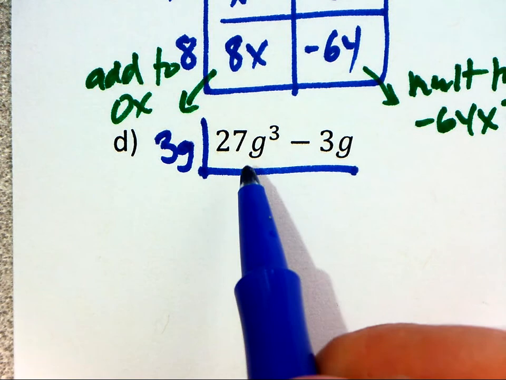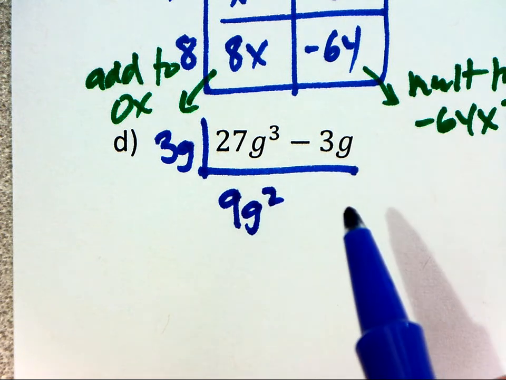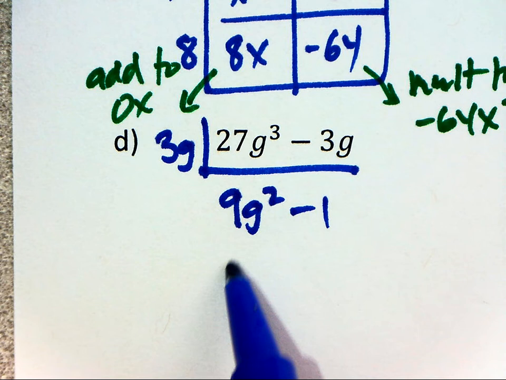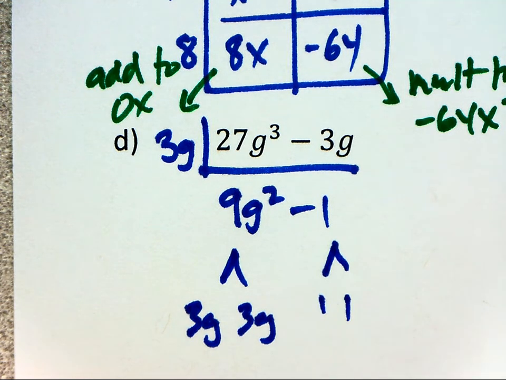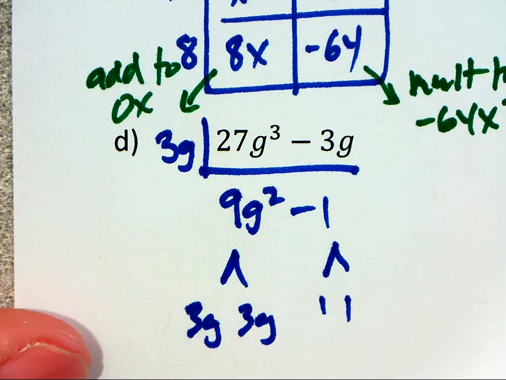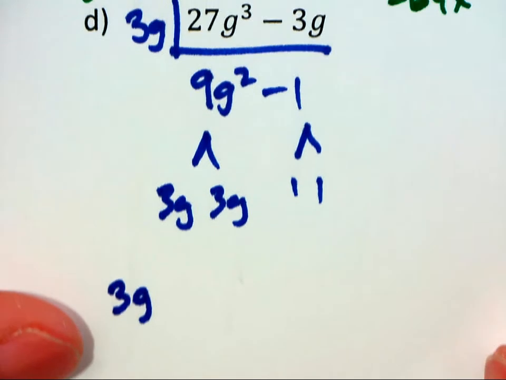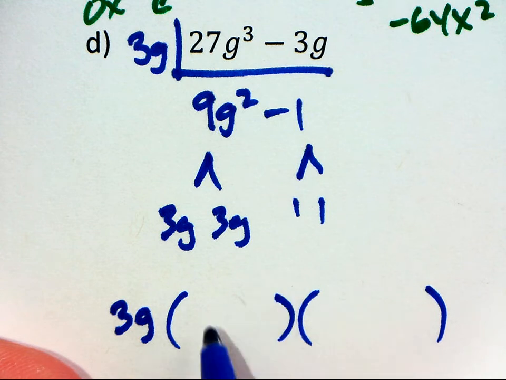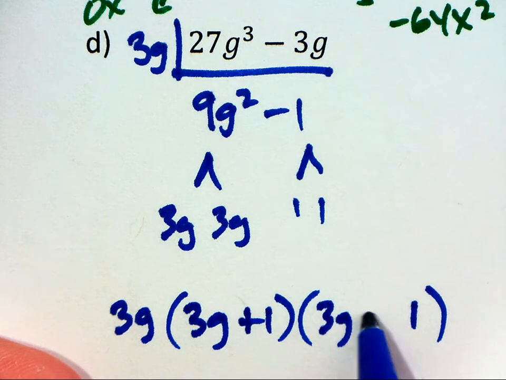So we'll divide now. We're going to have 9g squared minus 1. Now I see that this is just 3g times 3g, and this is just 1 times 1. So 3g was our GCF, and then for our binomial factors, they'll both start with a 3g and both end with a 1. One factor will be a sum, and the other factor will be a difference.